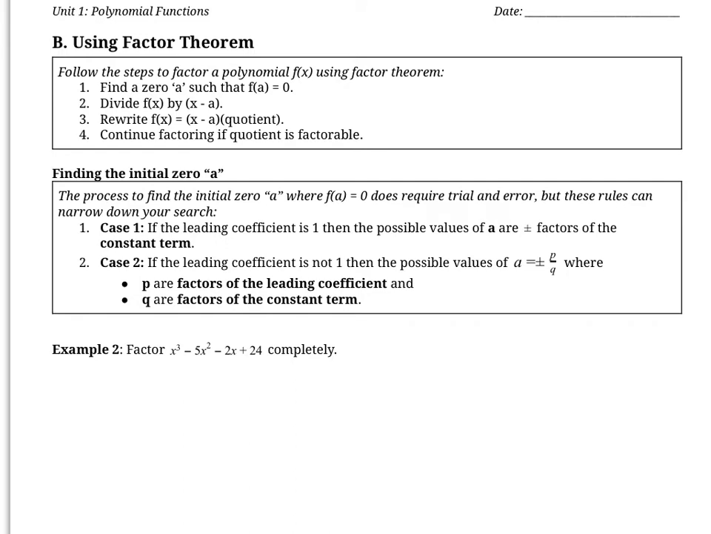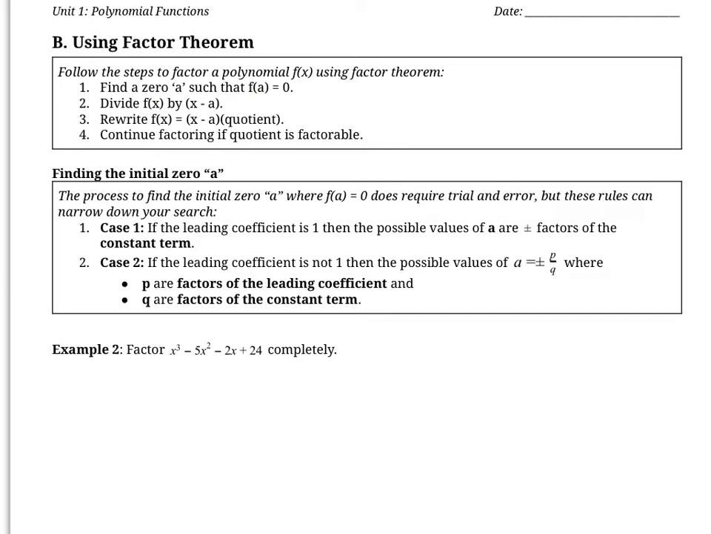Let's summarize the steps we use to factor that polynomial function. First, we have to find a zero a such that f at a equals 0. We're using the remainder theorem, so we were just guessing and checking. I'm going to talk about a shortcut that eliminates a whole bunch of numbers that won't work. Once we have that factor, we divide it into f at x to find another factor. Then we can write that quotient as a product of those two factors, and continue factoring until we can't factor anymore.